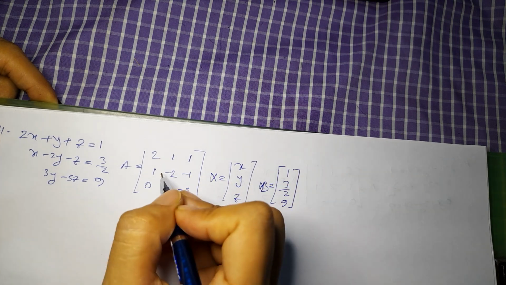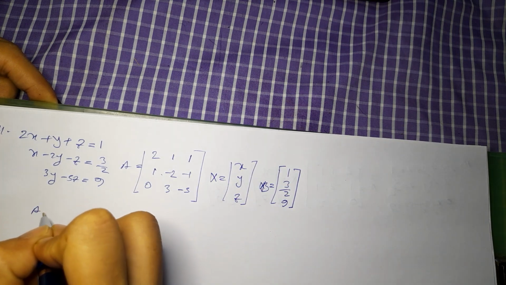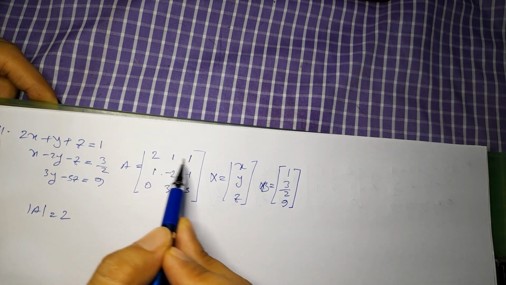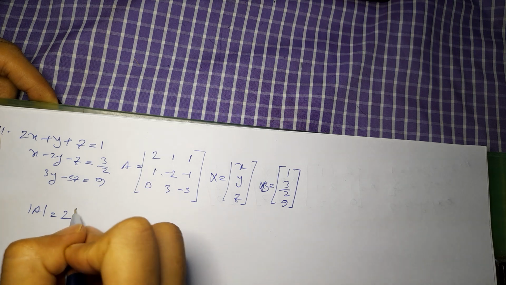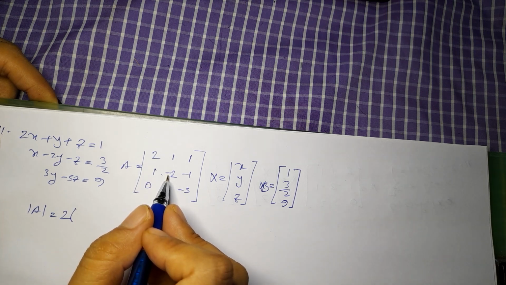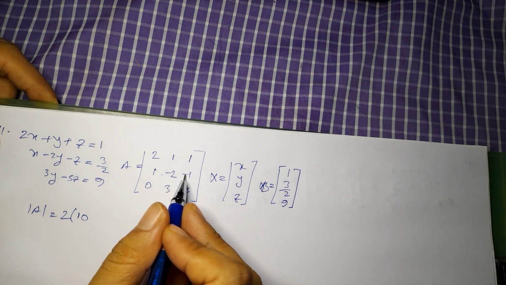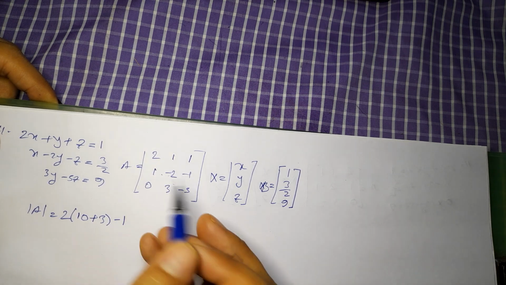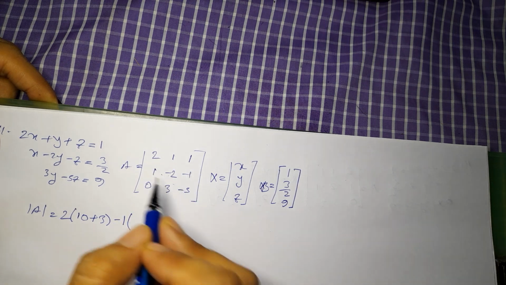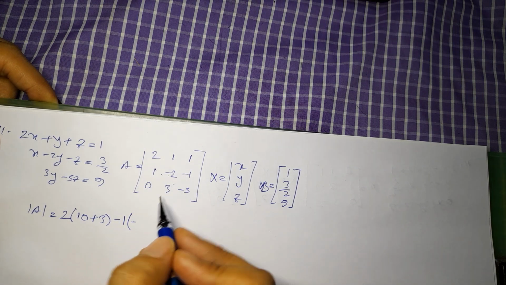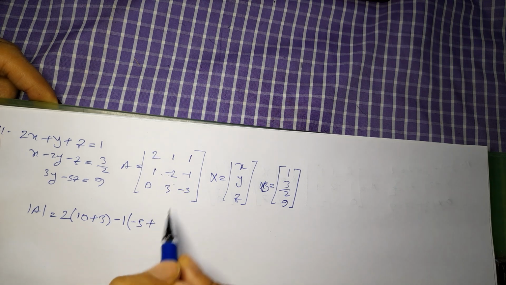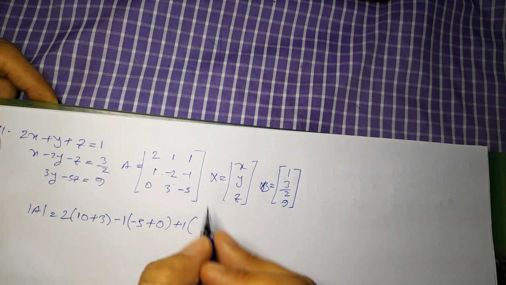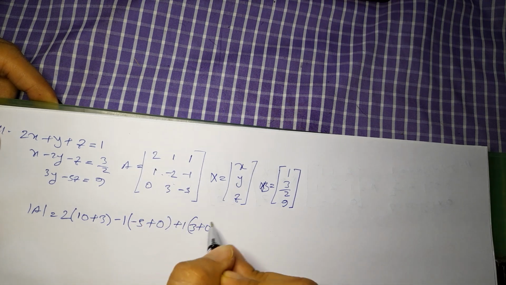First we have to find the determinant of A. So the determinant of A is equal to 2, because I am going along the first row. Eliminate this row and this column, the sign is plus: 5 twos are 10, and minus and minus become plus, 3 1s are 3, so 13. Then minus 1, eliminate this row and column, so it will be minus 5, plus 0, plus 1, eliminate this row and column, 3 minus, it will give 0.